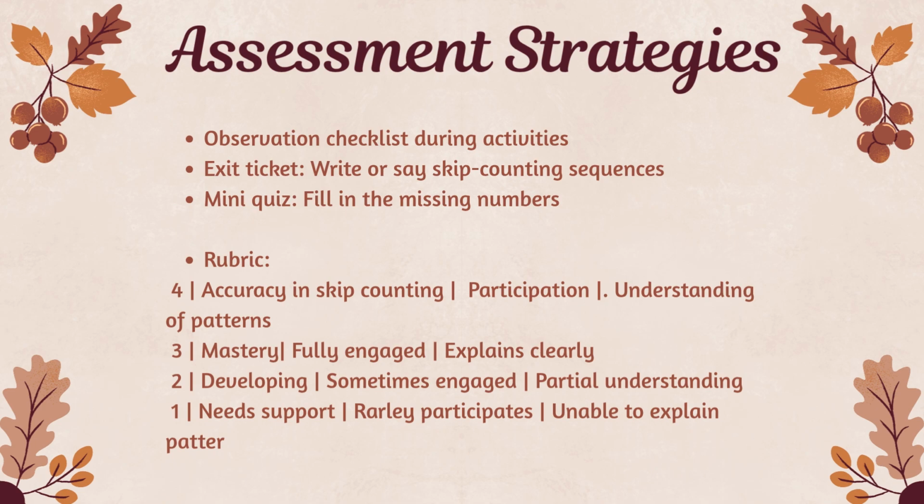My assessment strategies were an observation checklist during activities and exit tickets just to know that they're understanding, or maybe even a mini quiz. For our rubric, we will score in 4 different ways. Our highest will be 4, then 3, 2, and 1. These give us more of an idea to give parents and show them where their child is at in this learning experience, because we want them to fully develop what we're learning today.